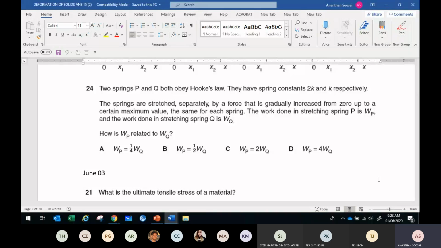Okay, so I'm receiving answers. One of you said it's B. So then I need more answers. One of your friends said it's B. WP is half WQ. The others, please give a try. Give me the answer. Do you get B? Or do you get a different answer?